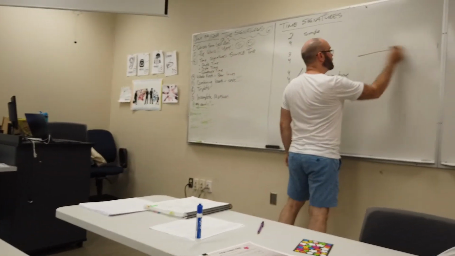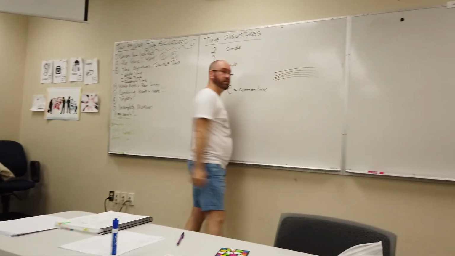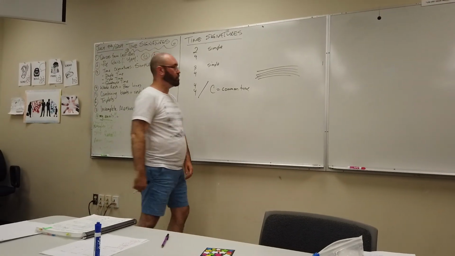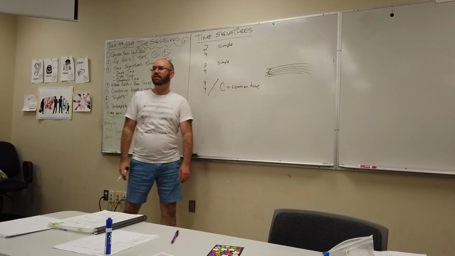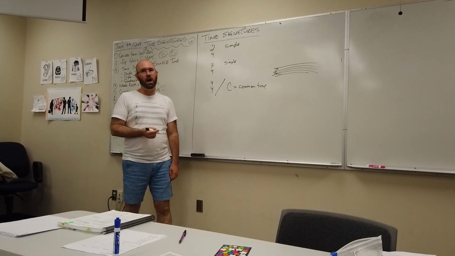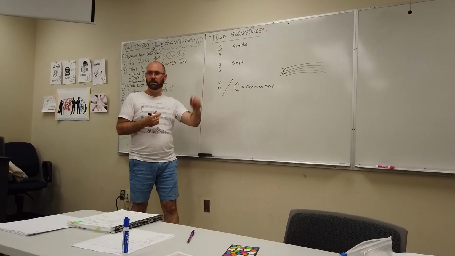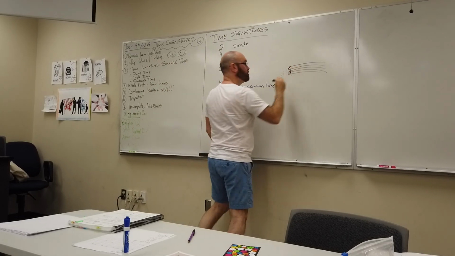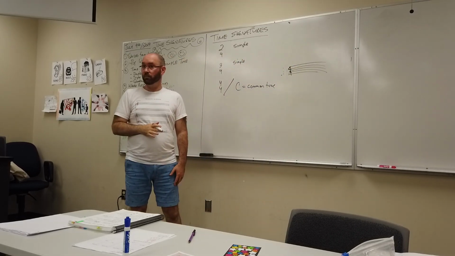So sometimes you have a score, the composer is exhausted, they don't want to write 4/4 twice, they just go bam, they just put a C, because their hand's going to fall off. I don't know why, but C and 4/4 time basically mean the same thing, okay?